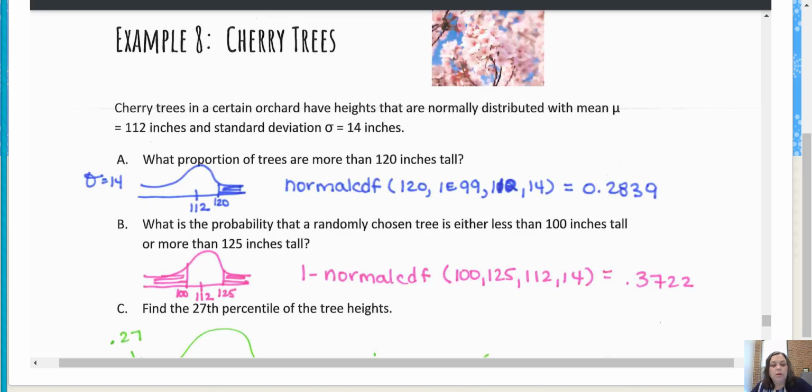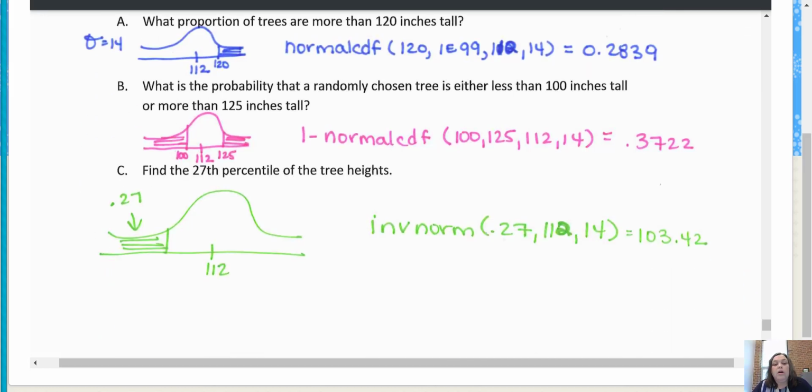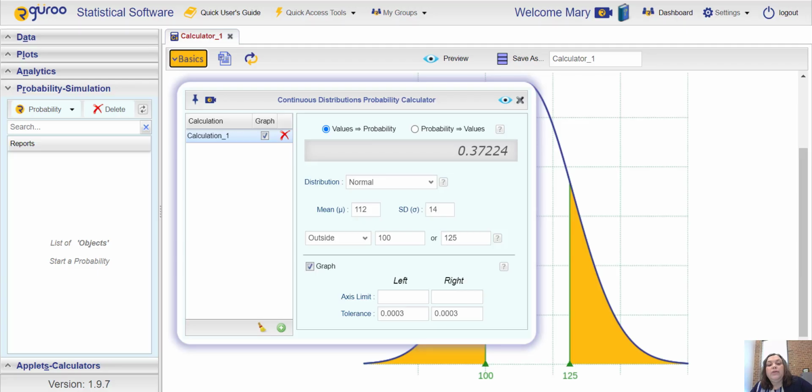All right. So let's look at one more. Find the 27th percentile of the tree heights. So for the 27th percentile, they're actually giving us the percentage of the boundary, and they want us to find that boundary, which is called the 27th percentile. You can see it shaded here. So what we're saying is the area to the left of that vertical line is 27% or 0.27. So for that type of function, you're actually going to click at the top where we were going from values to probability. In this case, they gave us the probability, and we're trying to find a boundary or a value. So it's still a normal distribution. The mean is still 112. The standard deviation is still 14.